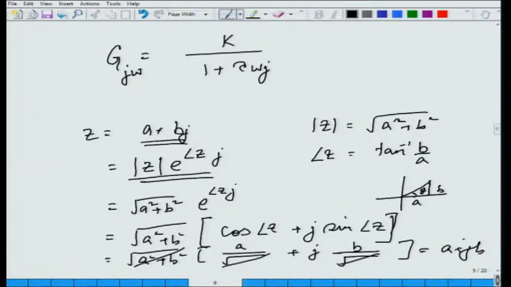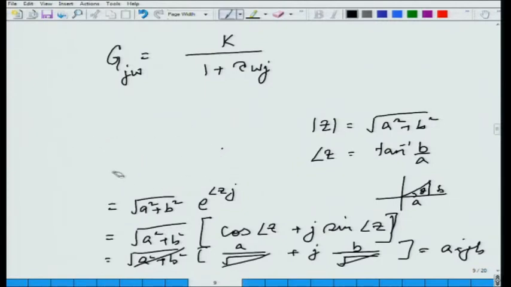This is called the polar form representation of the same complex number a plus b j. It is much easier to work with this, and I will just show this to you for this first order transfer function.